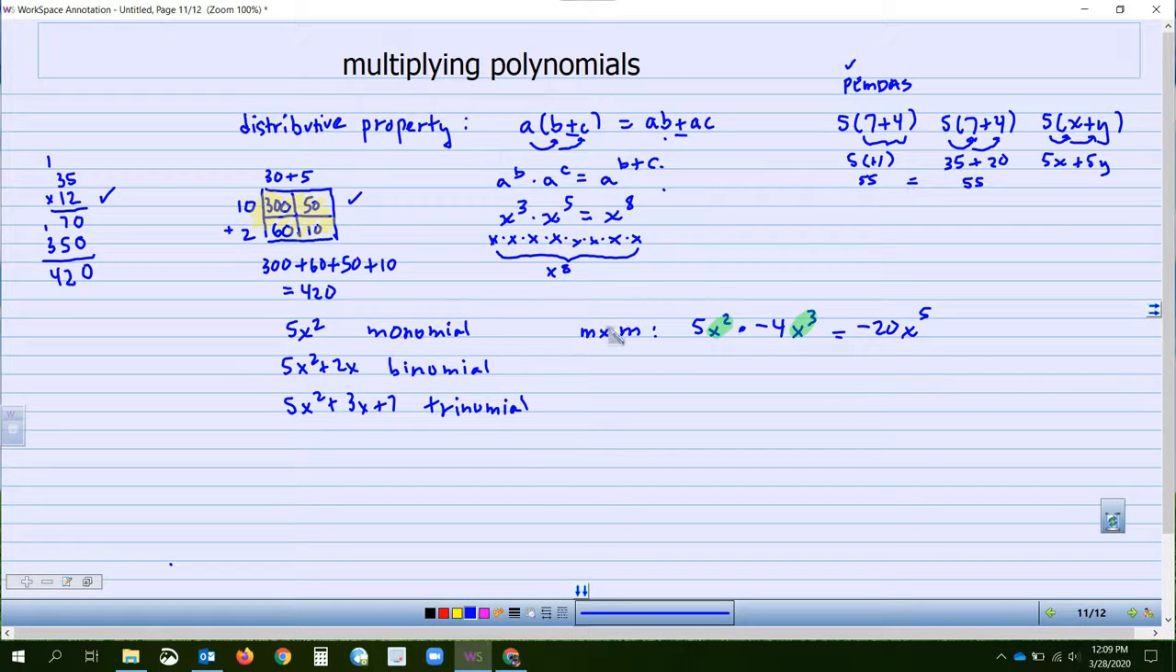So monomial times monomial multiplication, you've actually already done that. That was something we did in 8th grade, but we didn't call it multiplying monomials. We called it multiplying powers. But a monomial, remember, a polynomial is just made up of powers being added or subtracted. So monomial multiplication, what do we do? We multiply the coefficients and we add the exponents.